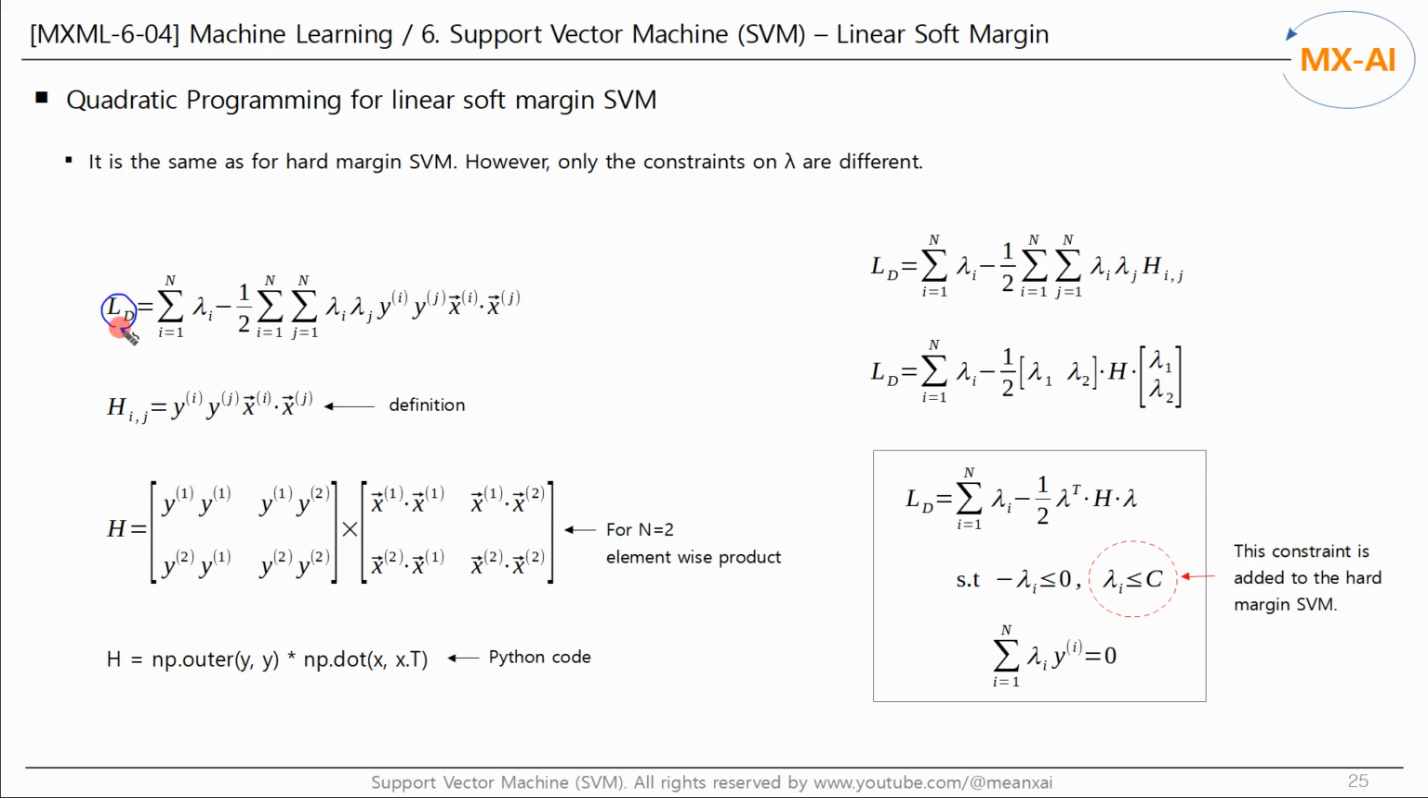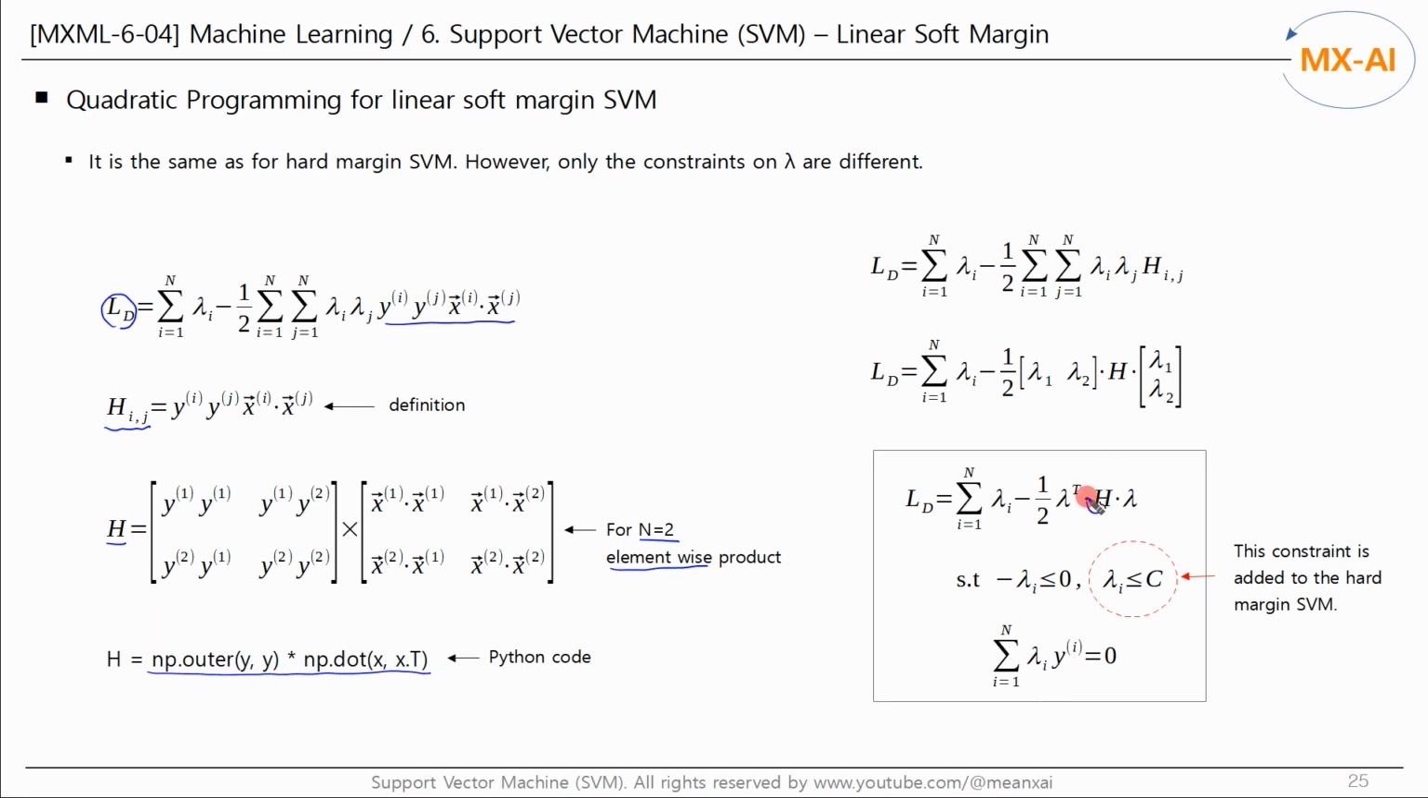The dual function of the soft margin SVM is as follows. This is equivalent to the dual function of the hard margin SVM. As we did in the hard margin SVM, we define this part as the matrix Hij. Then the matrix H can be expressed like this. This is an example where n, the number of data points, is 2. And this is element-wise multiplication. The Python code for calculating the matrix H is like this.